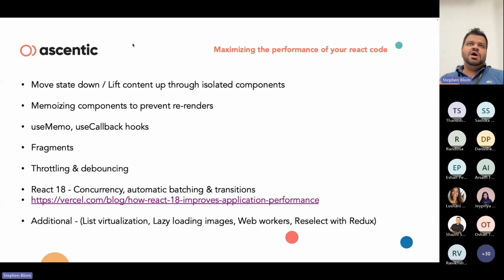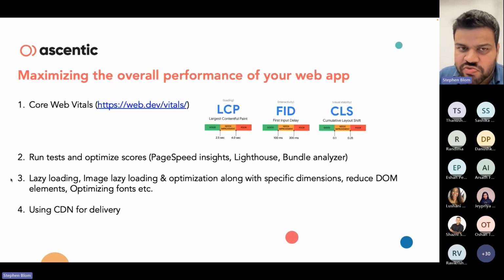Apart from this, if you're working with lists or images, you can optimize with list virtualization or lazy loading images. I have not gone into that level of detail because we have limited time. And if you're using Redux, something similar to React Memo is libraries like reselect, which give you some sort of memoization. If you have any questions in this regard, you can ask them towards the end, and let's quickly move into our next section.